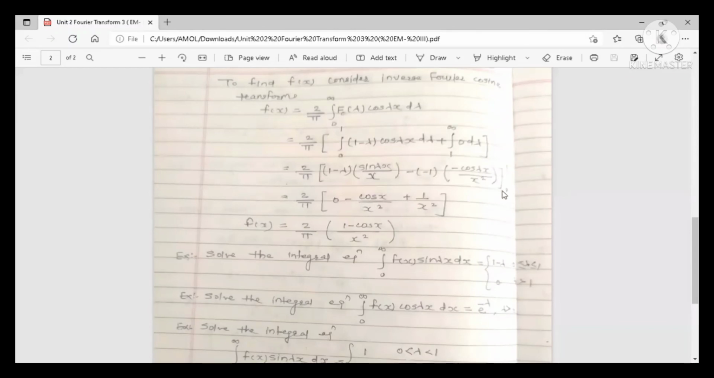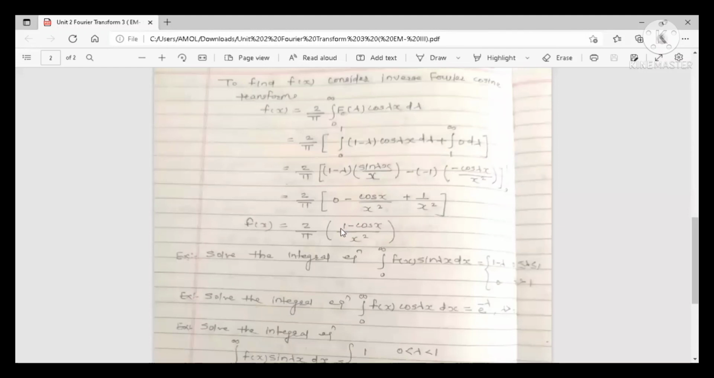Now put lower limit 0. Lower limit 0 means lambda is equal to 0. For the lower limit you give a negative sign to every term. Minus sign. Sin 0, because we are putting lambda equal to 0. Sin 0 is 0, so this term is 0. Minus minus plus: the minus sign and the minus sign of the lower limit give plus. And for the lower limit 0, put lambda equal to 0. Cos 0 is 1, so 1 upon x square.